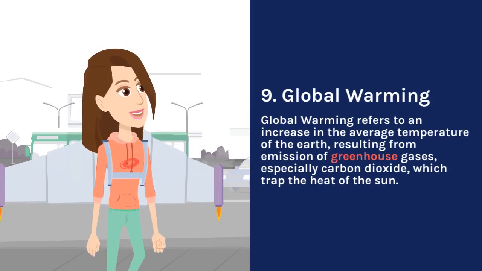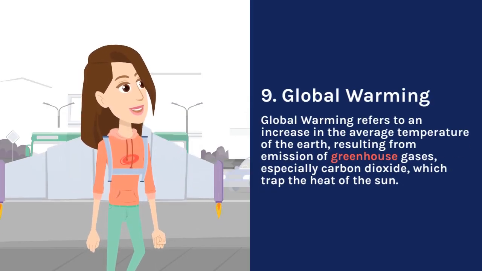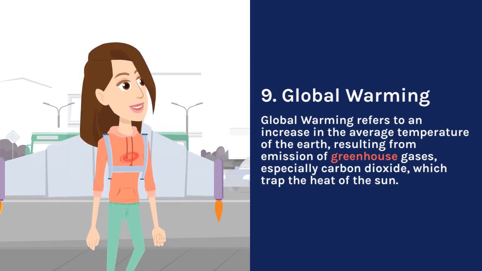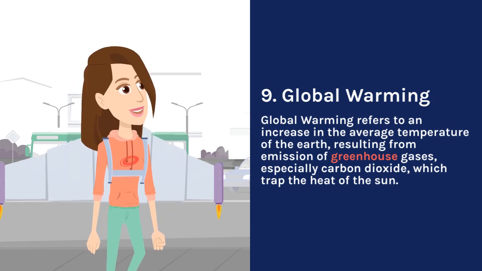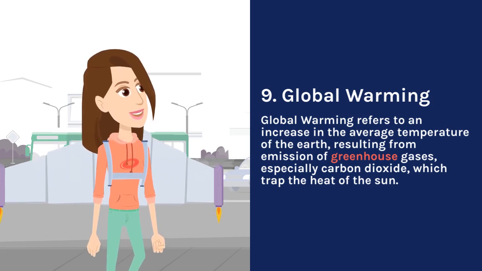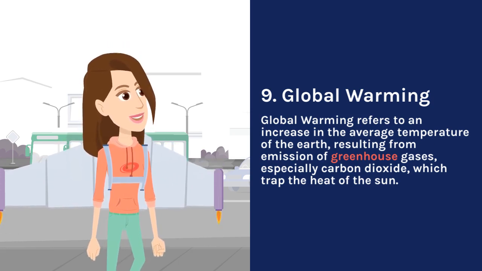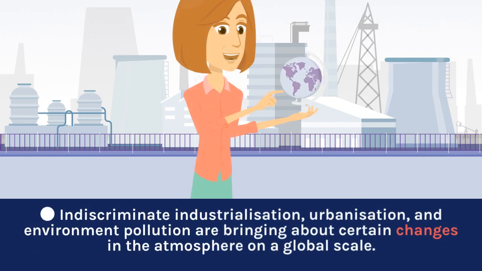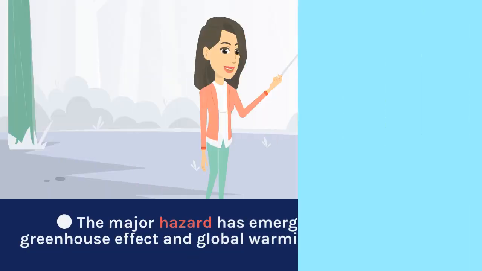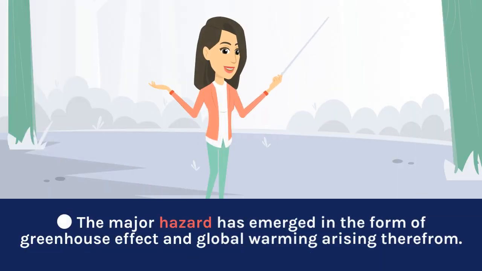9. Global warming. Global warming refers to an increase in the average temperature of the Earth, resulting from emission of greenhouse gases, especially carbon dioxide, which trap the heat of the sun. Indiscriminate industrialization, urbanization, and environment pollution are bringing about certain changes in the atmosphere on a global scale. The major hazard has emerged in the form of greenhouse effect and global warming arising therefrom.